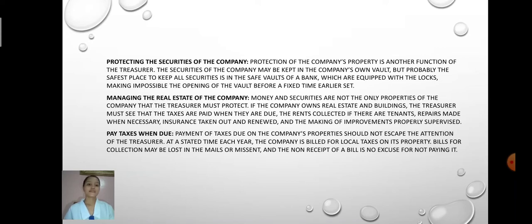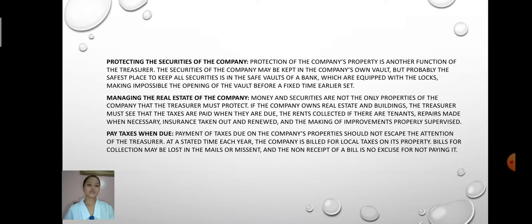Managing the real estate of the company. Money and securities are not the only properties of the company that the treasurer must protect. If the company owns real estate and buildings, the treasurer must see that the taxes are paid when they are due, the rents collected if there are tenants, repairs made when necessary, insurance taken out and renewed, and the making of improvements properly supervised.